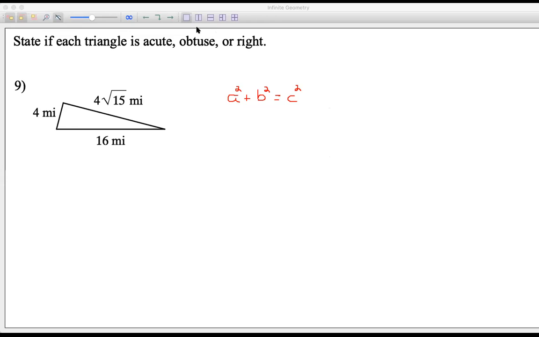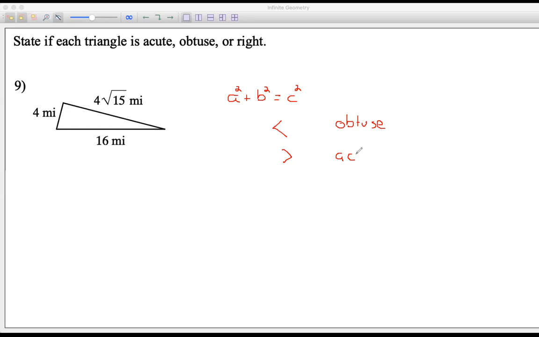Obtuse. If c is obtuse, you wind up with that construction. If c is acute, you wind up with this construction. It's still going to be a squared plus b squared, and there's going to be a c squared. But if it's obtuse, c is going to be bigger than the square of the other two sides added together. And then the opposite, if it's acute, then c is going to be smaller.